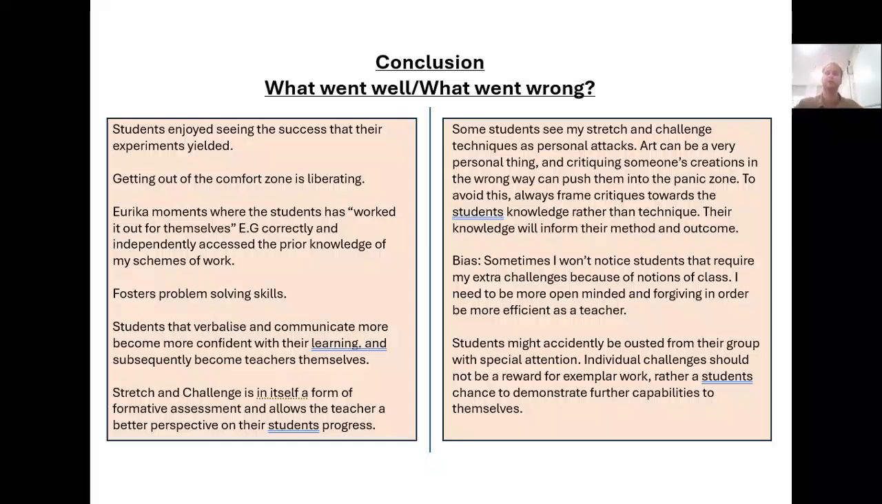And yeah, so what went wrong? Some students see my stretch and challenge techniques as personal attacks. So it can be a very personal thing. Critiquing someone's creations in the wrong way can push them into the panic zone. To avoid this, always frame critiques towards the student's knowledge rather than their technique, as their knowledge will be informed by their method and outcome.